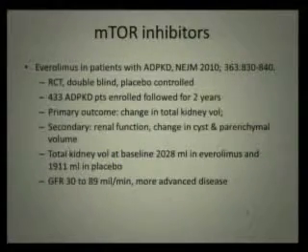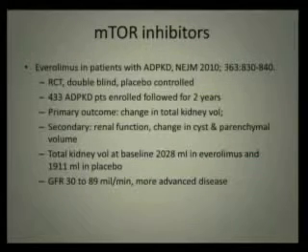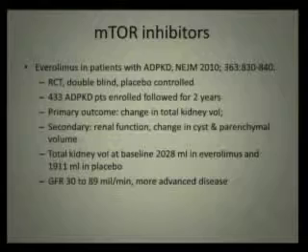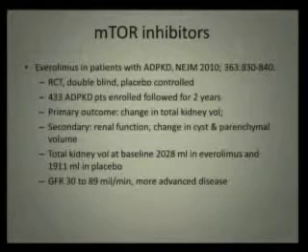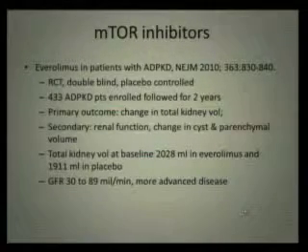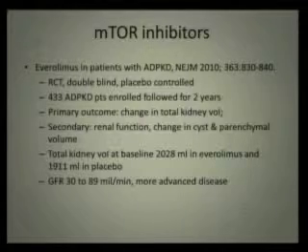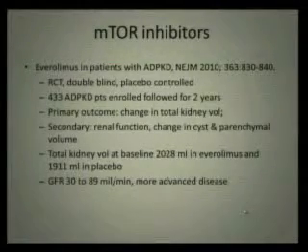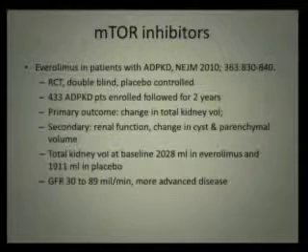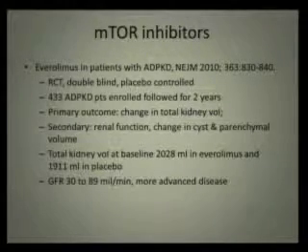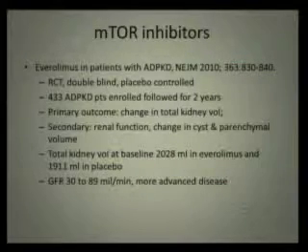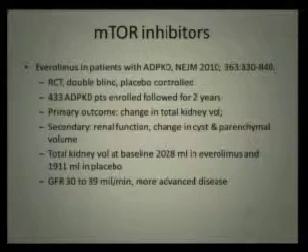Okay, mTOR inhibitors. We also looked at the mTOR pathway, that if you block the mTOR, you can decrease cell proliferation. That's the theory. So they had a study in 2010, a randomized controlled trial, double-blind, 400 patients, with the primary outcome, once again, the change in total kidney volume. Secondary is renal function, change in cyst and parenchymal volume.